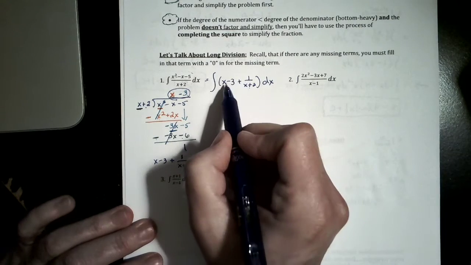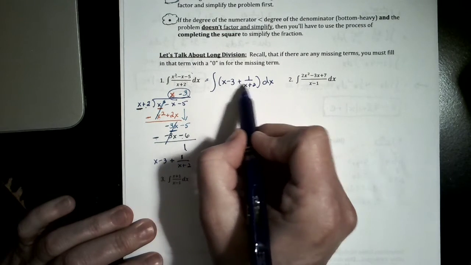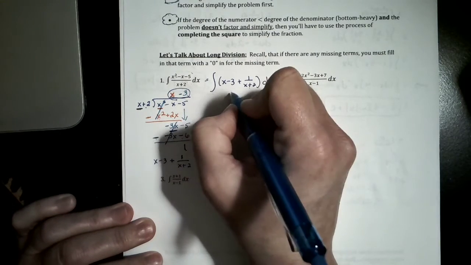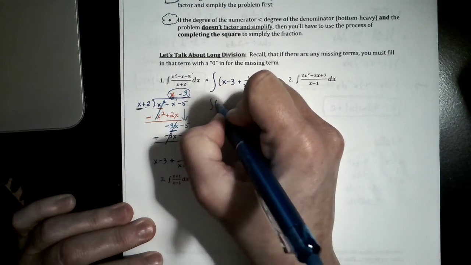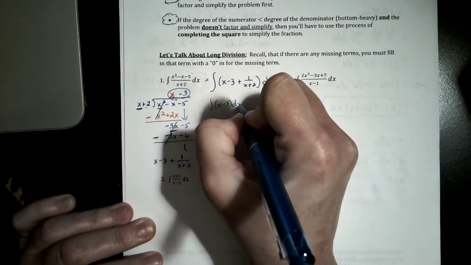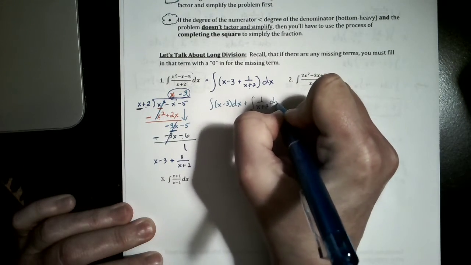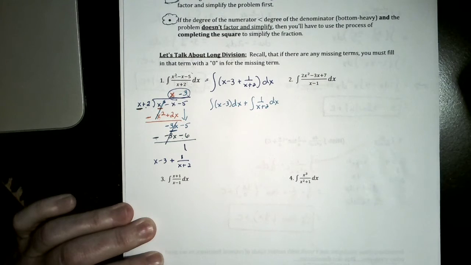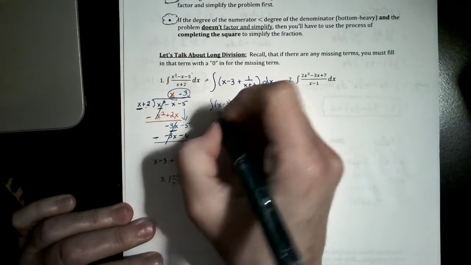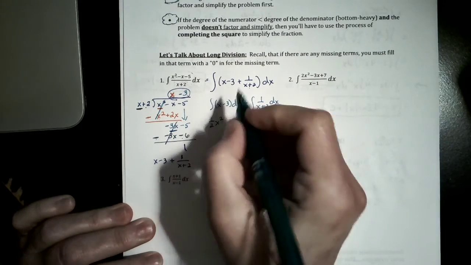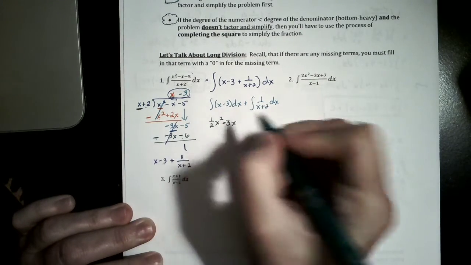And now, since we have these separated with plus signs and minus signs, I can integrate. So I'm actually going to split this up. I'm going to do the integral of x minus 3 dx plus the integral of 1 over x plus 2 dx. Okay. So the integral of x is 1/2 x squared. The integral of negative 3 is negative 3x.